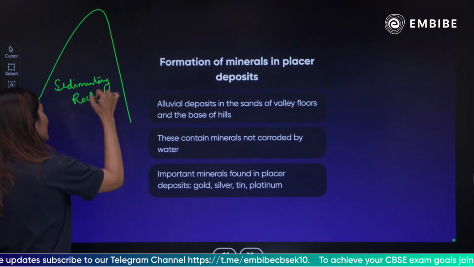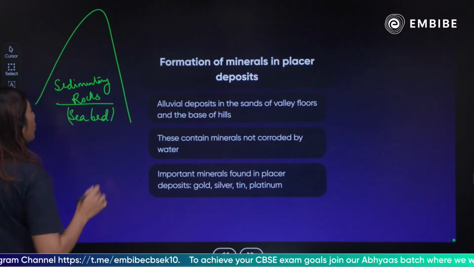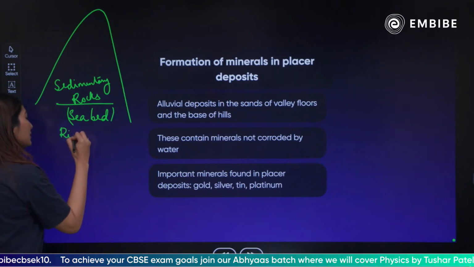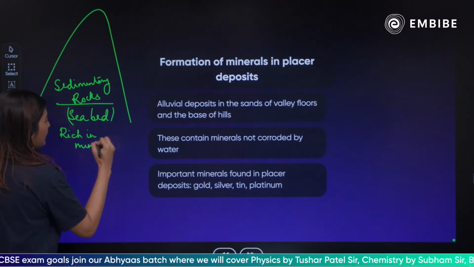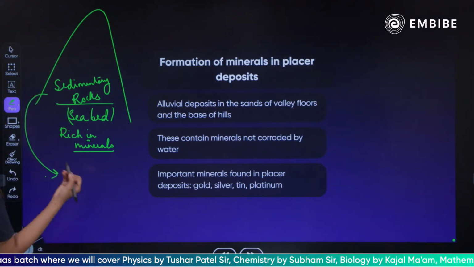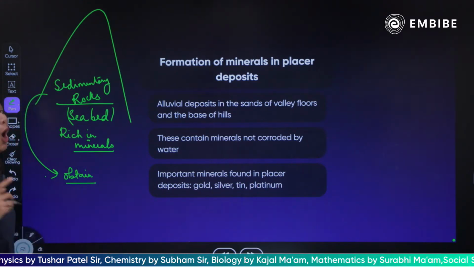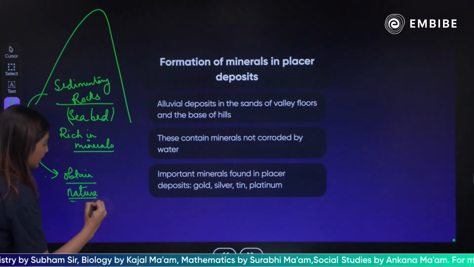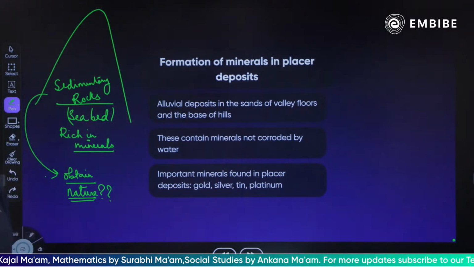But also, they were at one point a seabed, which means this entire mountain is very rich in minerals. Correct? It is very rich in minerals. So, either you can obtain it from these sedimentary rocks by using technology, or nature will do it for you. But the question is, how is nature going to do it for us? That is what we are talking about, the placer deposits.